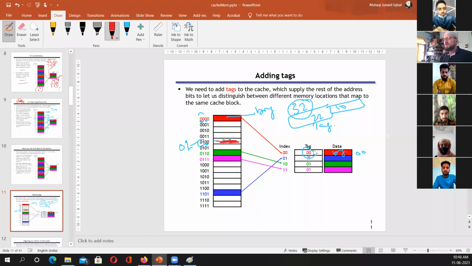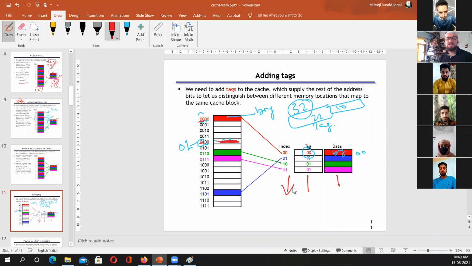This is a tag. So the upper two bits will go into the tag, like this is 01. So that will go into the tag, okay? And the lower two bits will tell us which block of the memory. And then there is a data. So we have a data, we have a tag, and we have the index. Now, what does index tell? Index bolega ki aapki RAM mein se jo block hai, wo kis wale cache block mein jayega. Okay, that is the lower two bits.